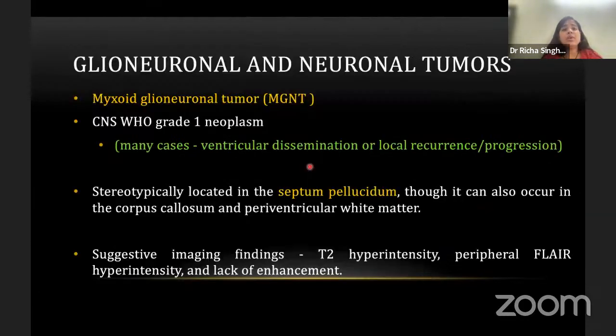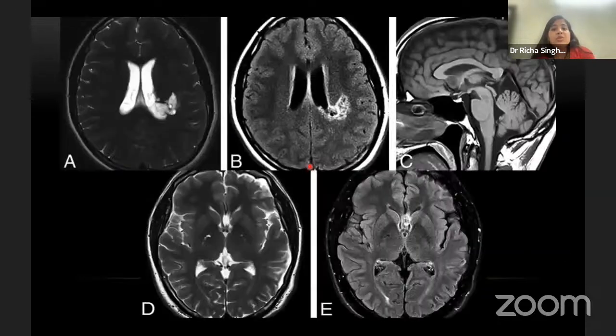Now there are certain new entities like MGNT and MVNT, which have been described in the new WHO classification. So I will show some examples of those entities. This is the first example, the first 2 images, the T2 and the FLAIR image, where we can see a T2 hyperintense lesion in the periventricular white matter on the left side. Now this lesion is showing a FLAIR hyperintense rim. So that is a very characteristic feature of MGNT, that is myxoid glioneuronal tumor.